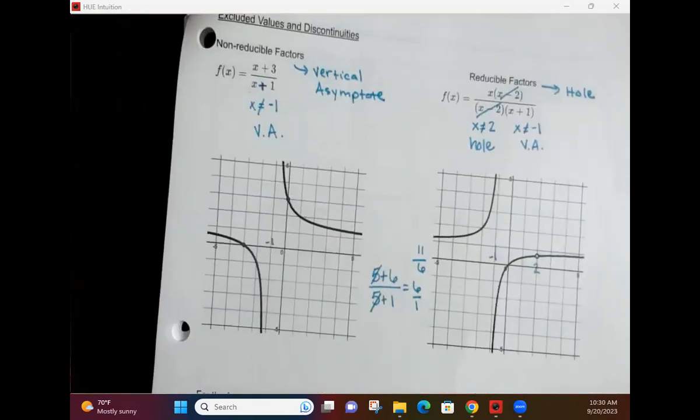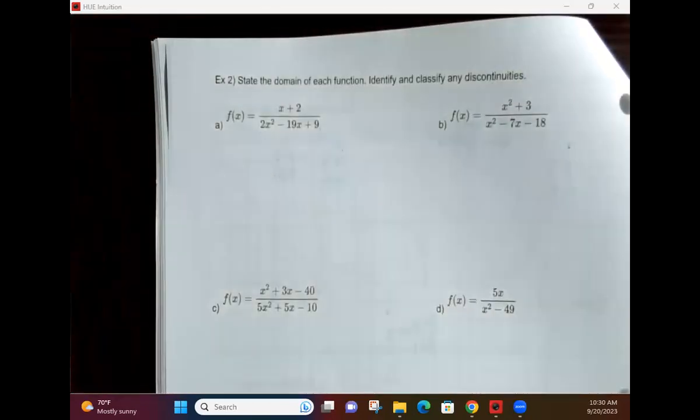Last few problems for today. We've got some problems where we're going to need to factor on the next page with example 2. So we're going to work through some of this factoring together. I want you to notice we've got a lot of trinomials here.